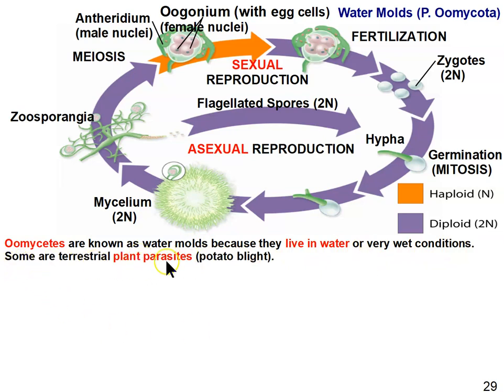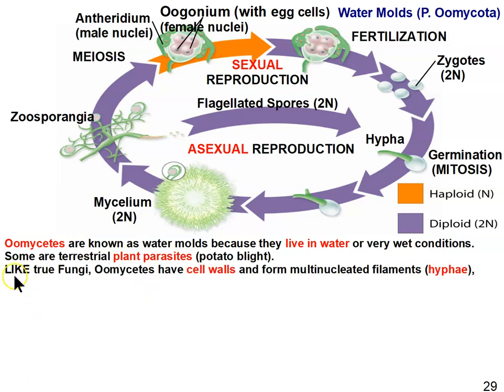Some are terrestrial plant parasites, for example, potato blight, and we'll come back to that on the next slide. They infect our crops, which is a problem. Like true fungi, because these are fungus-like protists, the Oomycetes have cell walls. True fungi have cell walls, and when we study fungi, you'll learn that. And like true fungi, the Oomycetes form multinucleated filaments called hyphae.